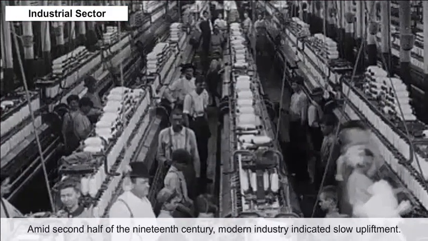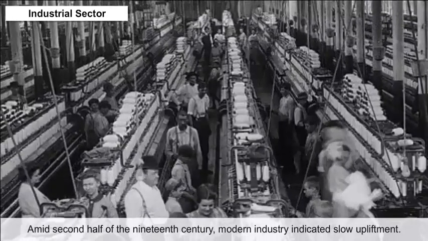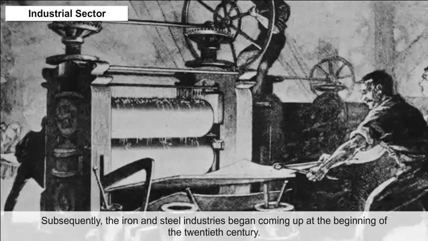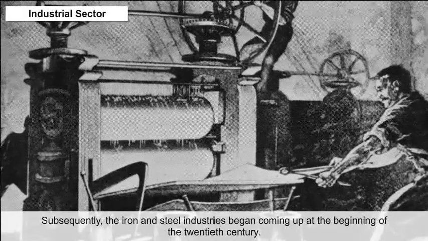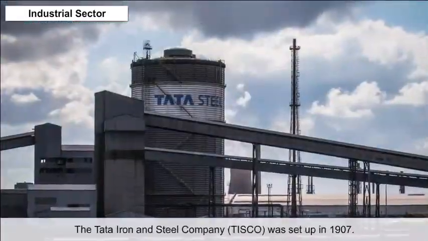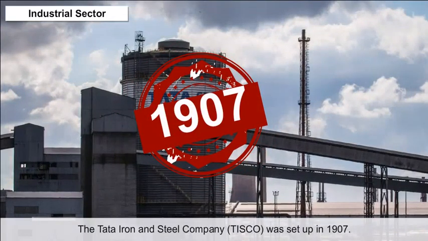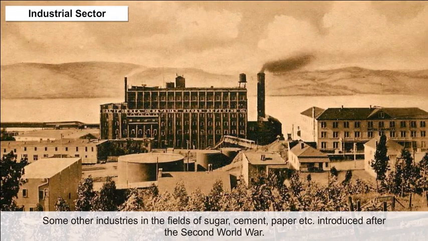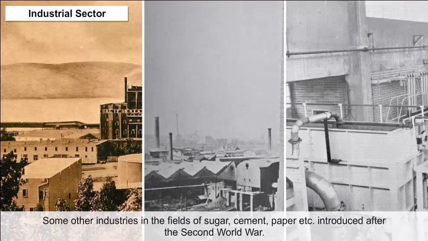During the second half of the 19th century, modern industry showed slow upliftment. Subsequently, the iron and steel industries began coming up at the beginning of the 20th century. The Tata Iron and Steel Company, TISCO, was set up in 1907. Some other industries in the fields of sugar, cement, paper, etc., were introduced after the Second World War.